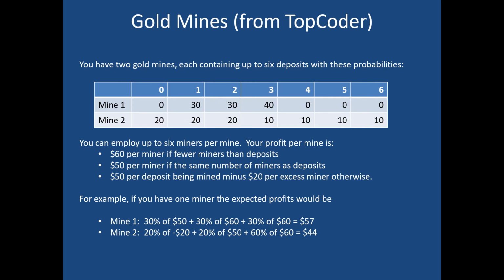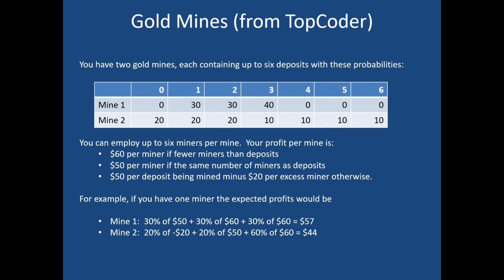So you don't know going in how many deposits there are going to be. If it turns out that you hire fewer miners than there are deposits, your profit is going to be $60 per miner. If you happen to hire exactly the right number of miners, your profit is $50 per miner. And if you hire too many miners, it's going to be $50 per deposit minus $20 per excess miner. And so that's sort of a lot to get your head around. But just look at it in this case.